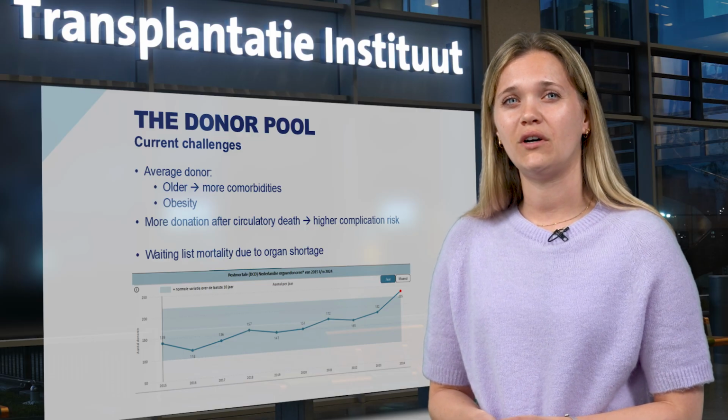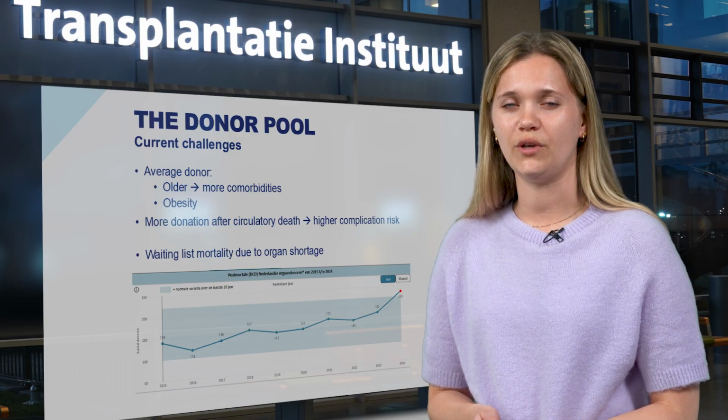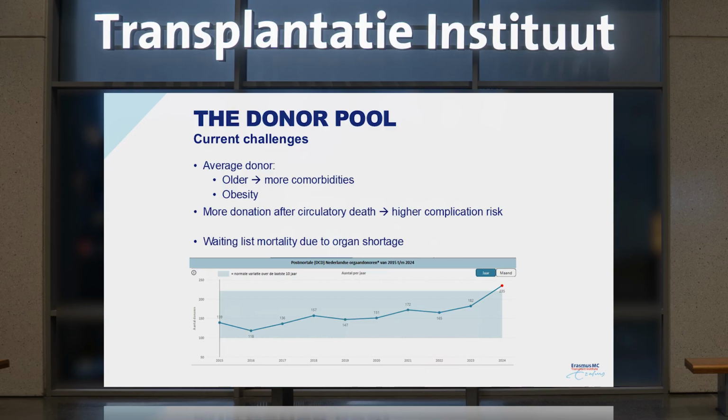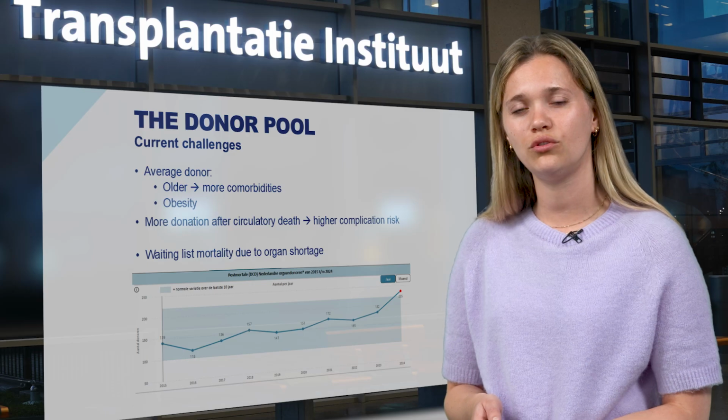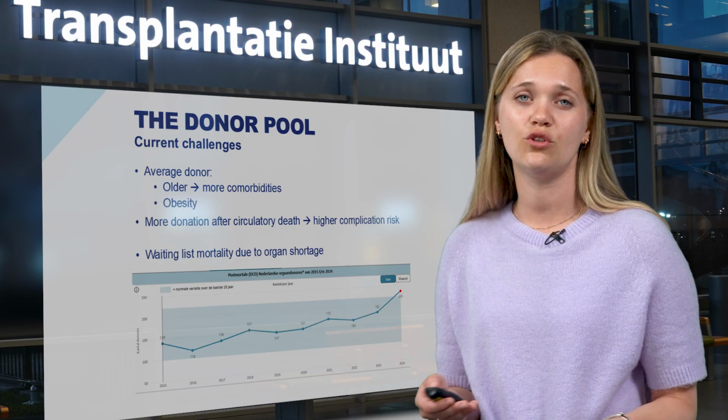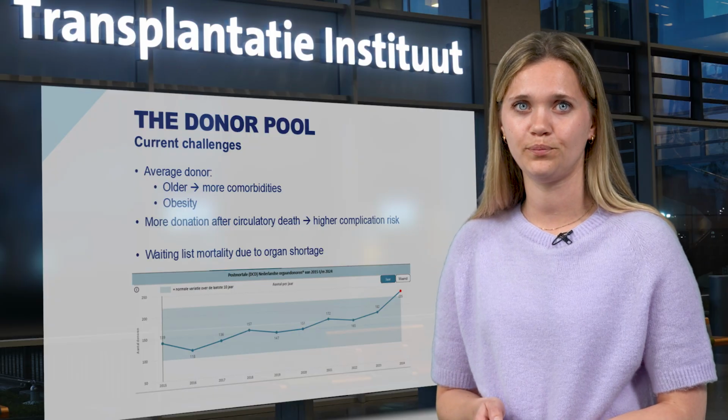I want to tell you a little bit about our donor pool and the current challenges we have. So the average donor is becoming older, and becoming older also leads to more comorbidities. Donors are getting heavier, we see more obesity. We see more donation after circulatory death, which is associated with higher risk due to the lack of oxygen flowing to those organs. And we have waitlist mortality due to the shortage of organs. So we still do not have enough organs to help everyone on the waiting list.